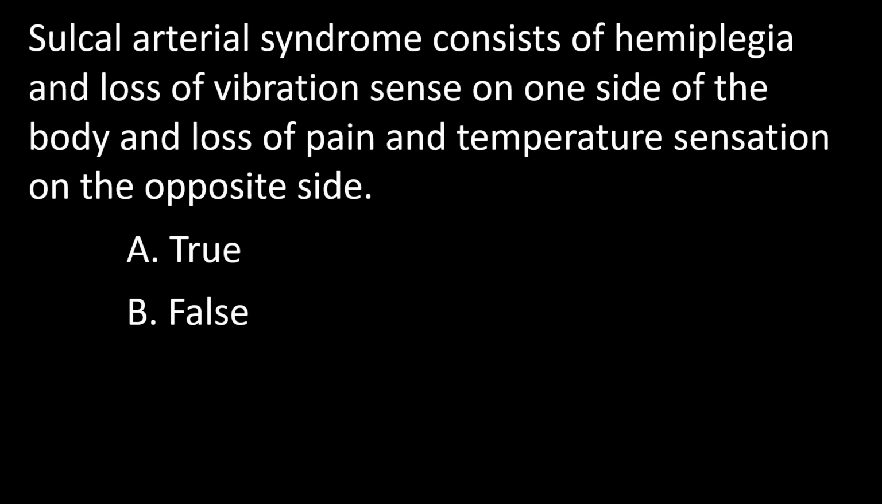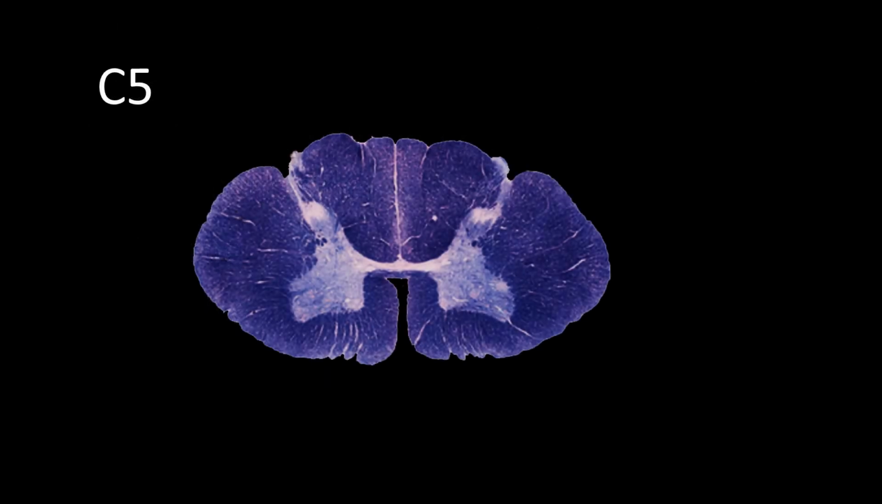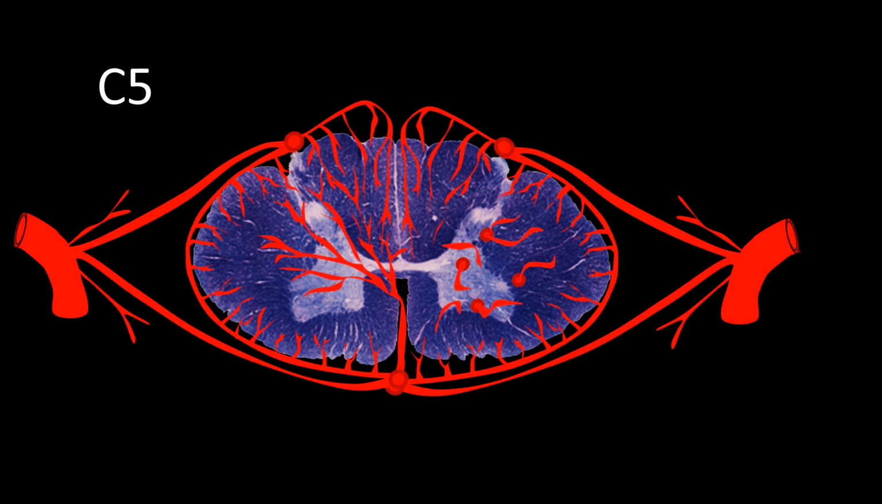Next question. Sulcal arterial syndrome consists of hemiplegia and loss of vibration sense on one side of the body and loss of pain and temperature sensation on the opposite side. A true, B false. This specimen corresponds to C5. I have now introduced a schematic representation of the irrigation of this spinal segment. I will point out to you the different structures.